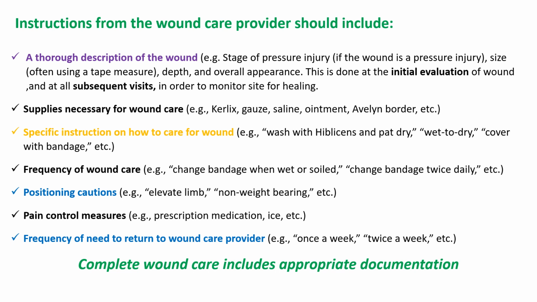Instructions from the wound care provider should include a thorough description of the wound, i.e. the stage of the pressure injury, if the wound is a pressure injury, the size, which often uses a tape measure, depth, and overall appearance. This is done at the initial evaluation of the wound and at all subsequent visits in order to monitor the site for healing. You'll need all supplies necessary for wound care.